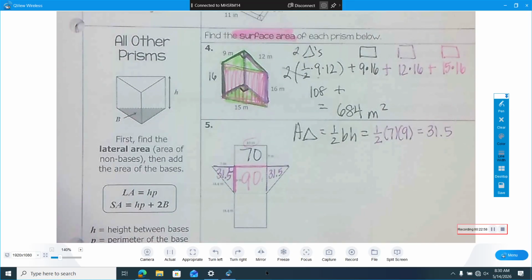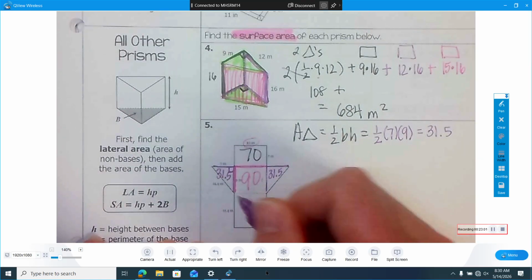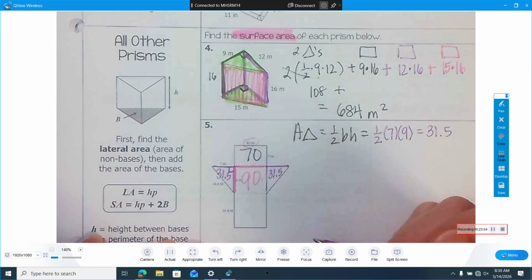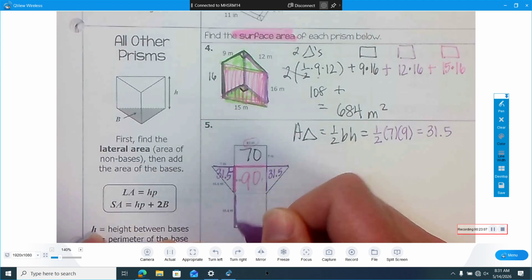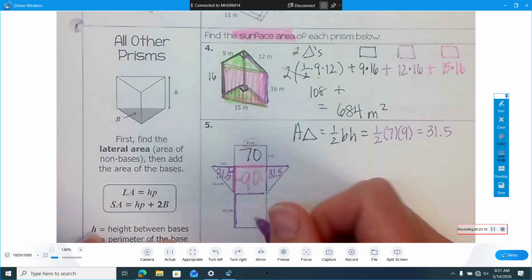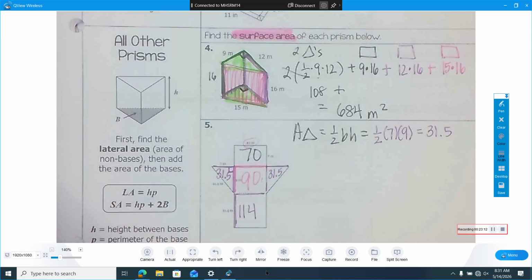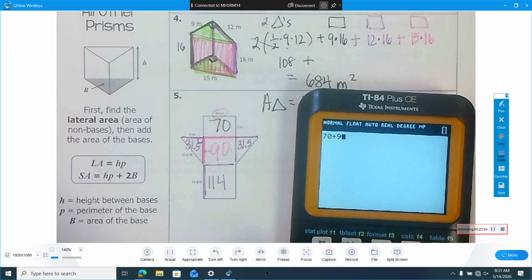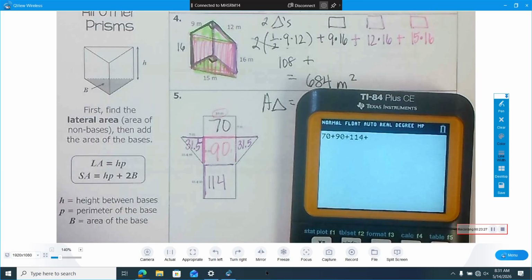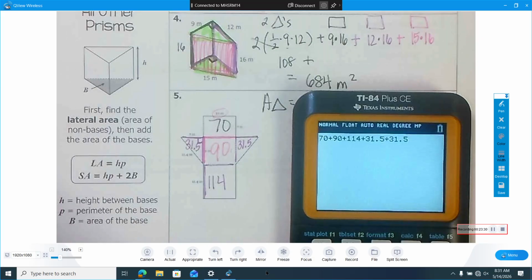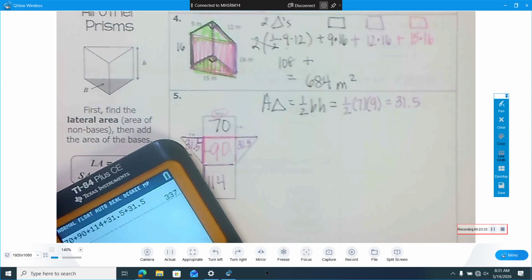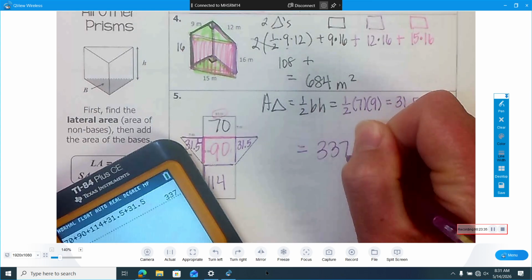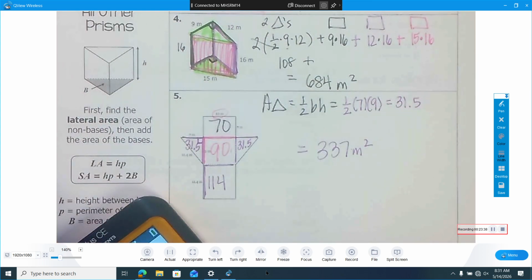Definitely take your time to really think through. Then we have another rectangle here. What are its edges? 11.4 by 10 across the top, which is 114. So how do we find the areas? Add them up very easily. Once you fill in your picture, it's really easy. 70 plus 90 plus 114 plus 31.5 plus 31.5 is 337. Perfect. 337 meters squared.